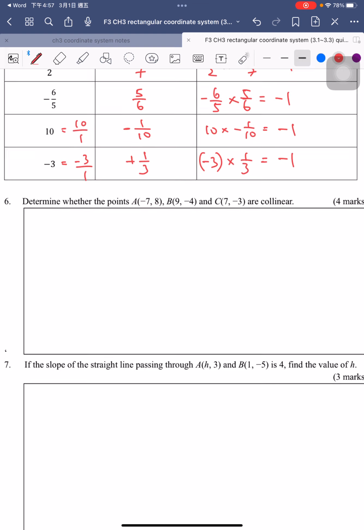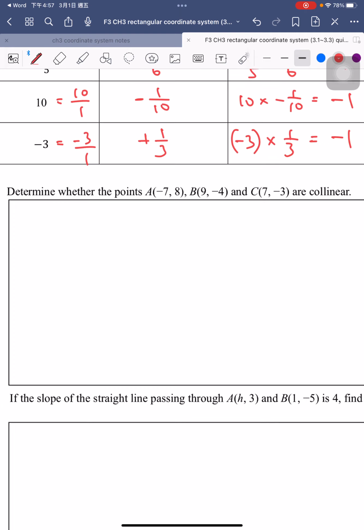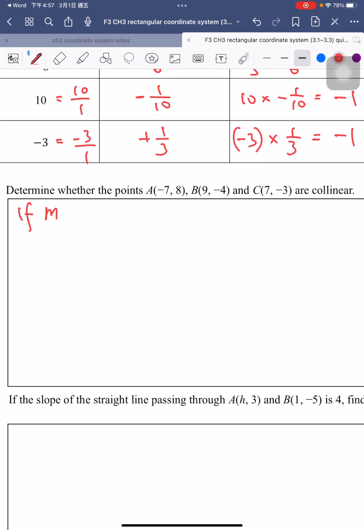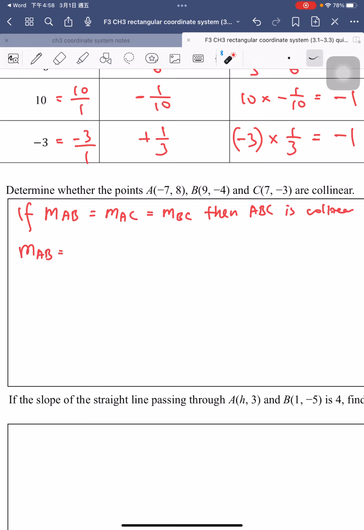Okay, so for the next question, if we have something collinear, if you want to check whether these 3 points are collinear or not, we need to say that if the slope of AB is equal to the slope of AC, is also equal to the slope of BC, then we can say ABC is collinear. Okay, so now we can check the slope of AB. So slope of AB is going to be the change of y. So it's 8 minus negative 4, and then we divide it by the change of x.